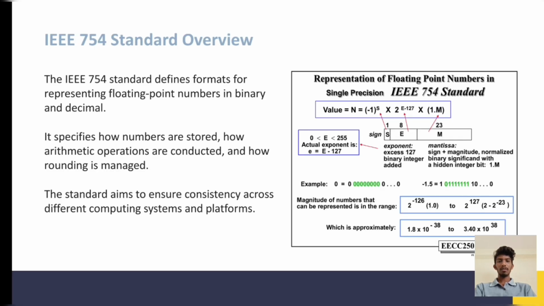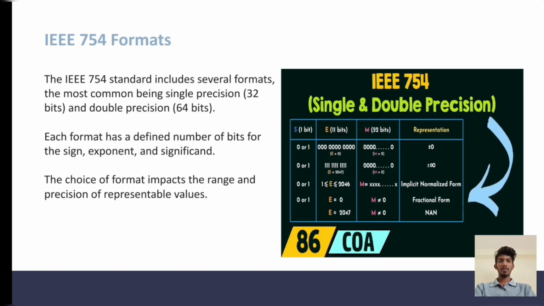IEEE 754 Standard Overview. The IEEE 754 standard defines formats for representing floating point numbers in binary and decimal. It specifies how numbers are stored, how arithmetic operations are conducted, and how rounding is managed. The standard aims to ensure consistency across different computing systems and platforms.